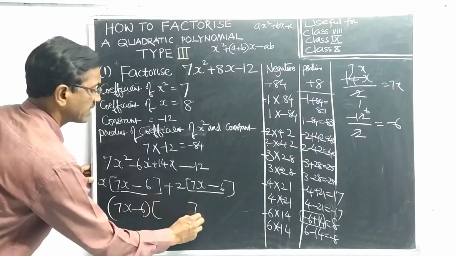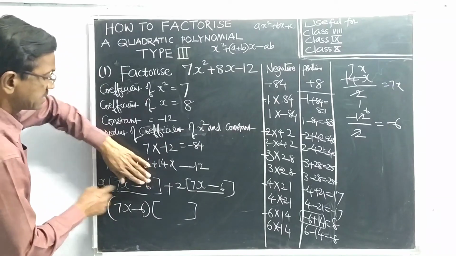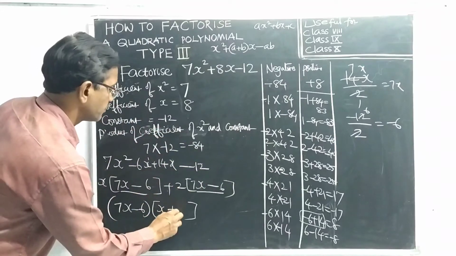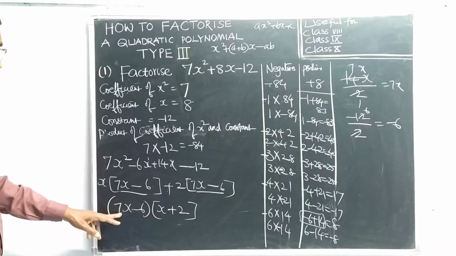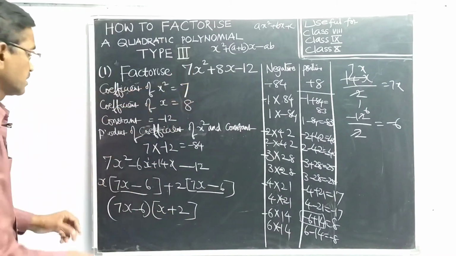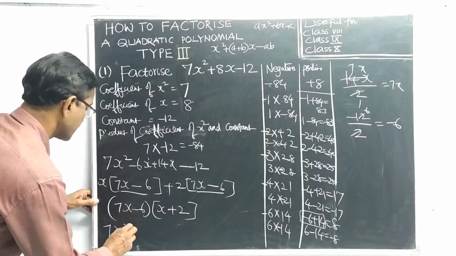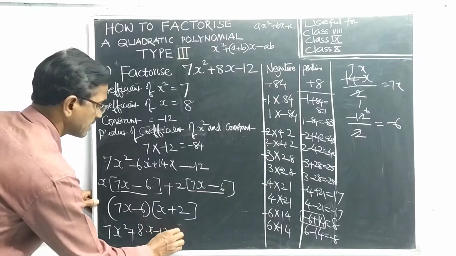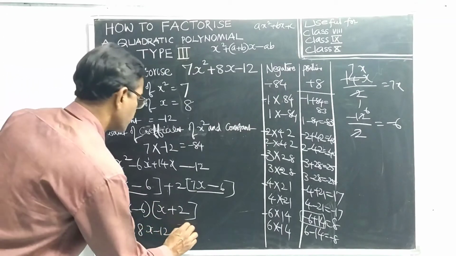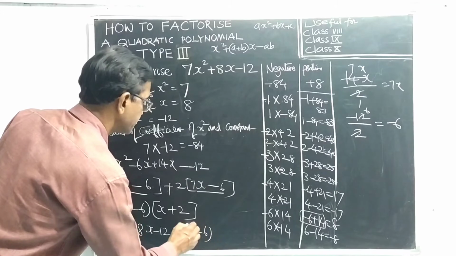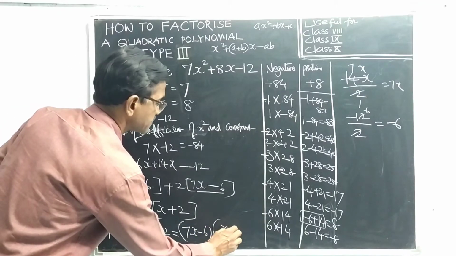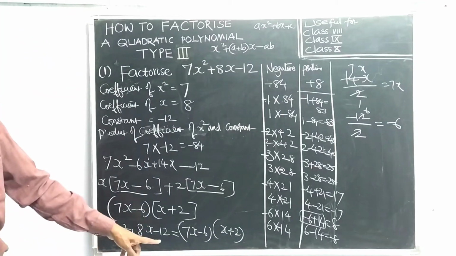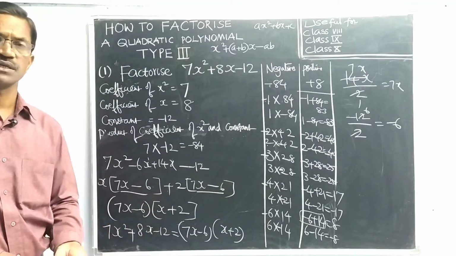Now I have to write one more factor. Close this one. Here x is there, write x, and here close this one, plus 2. You can do it like this also, plus 2. These are the two factors of this one. So we can write 7x square plus 8x minus 12 as a product of two linear polynomials or algebraic expressions in this way. If you multiply these two, you will get 7x square plus 8x minus 12.